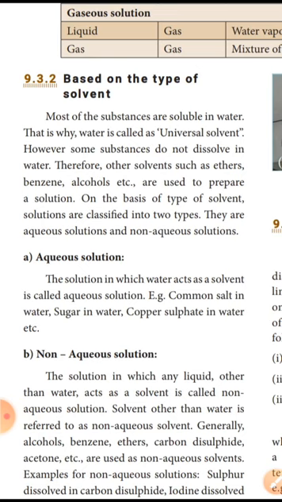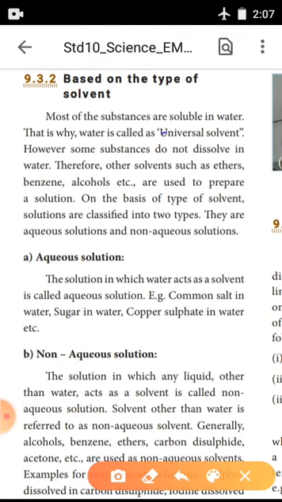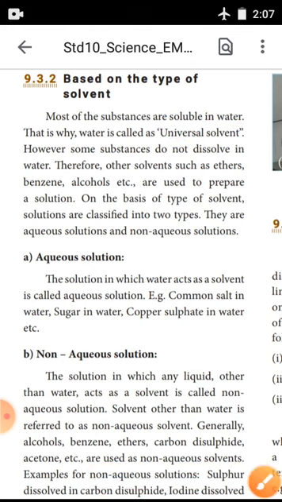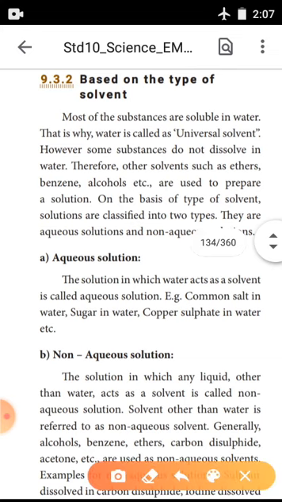Most of the substances are dissolved in water. Here they are giving soluble. Most of the substances are soluble in water. Soluble means dissolved. So water is called the universal solvent, because most of the solute particles are dissolved in water.